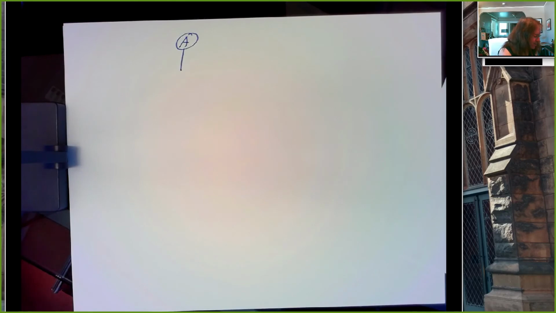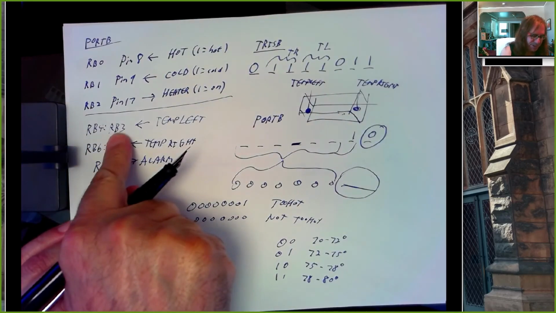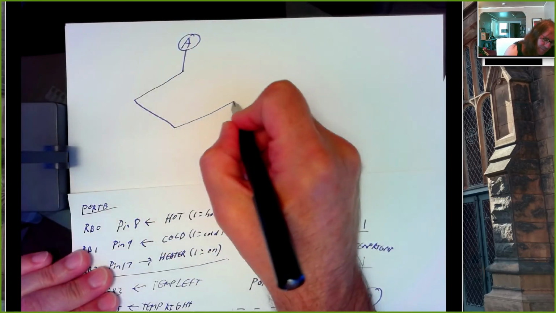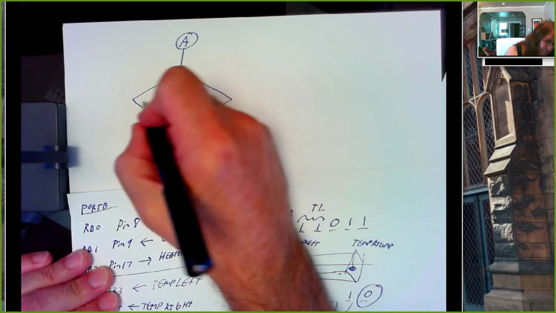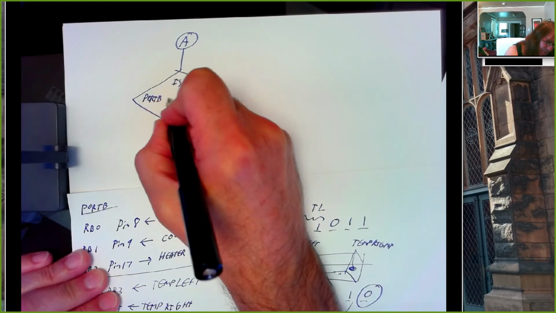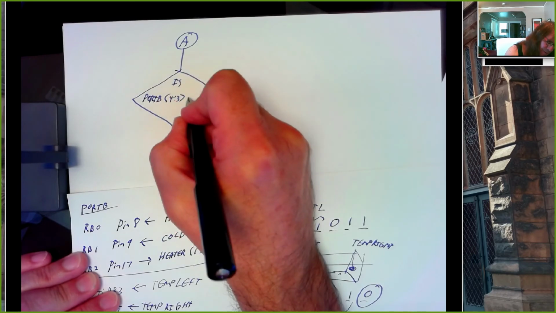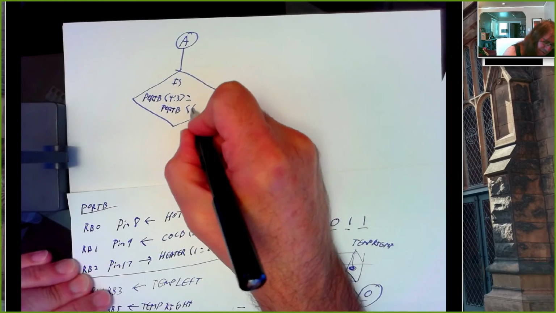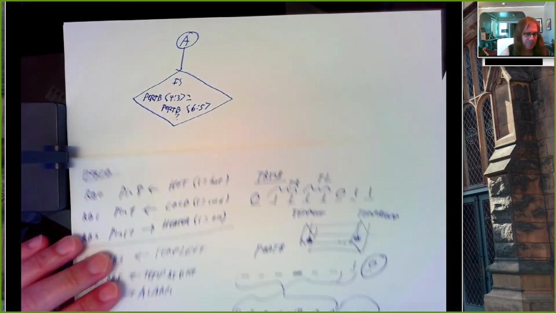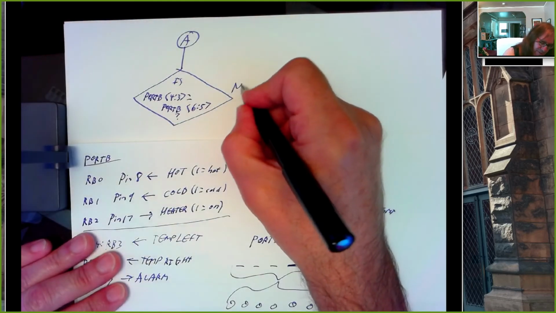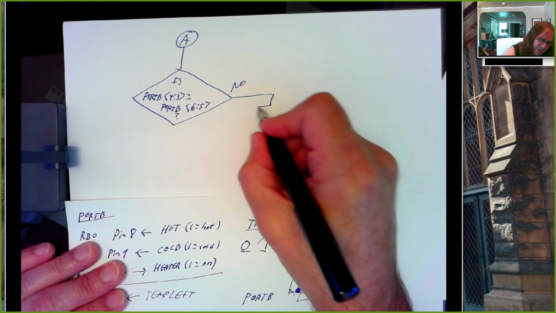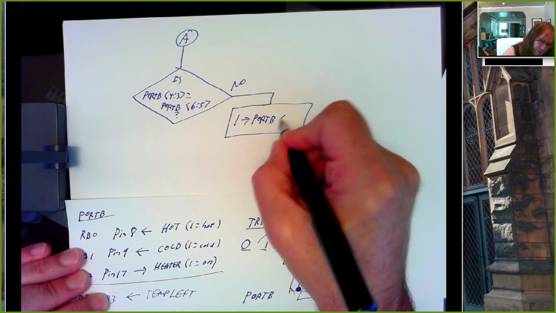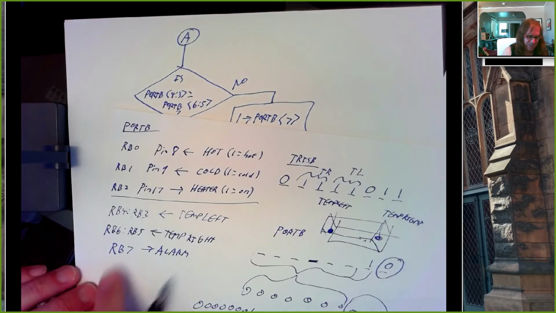And the last thing I want to know is, are these temperatures the same? The temperatures on these 2 bits and the temperatures on those 2 bits. So I'm going to make a bigger diamond. Let's see if port B 4:3 is the same as port B 6:5. And if not, then I'm going to say, let's sound the alarm. So let's put a 1 into port B, and the alarm bit is bit 7.